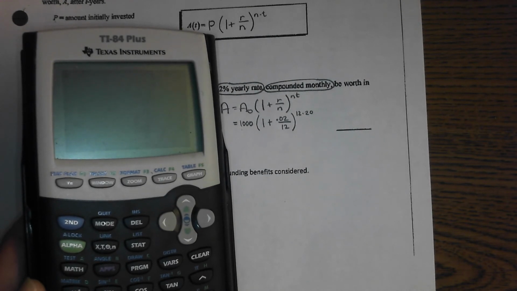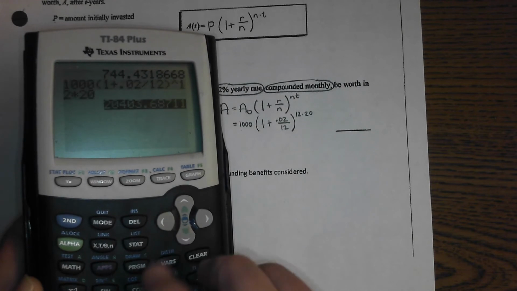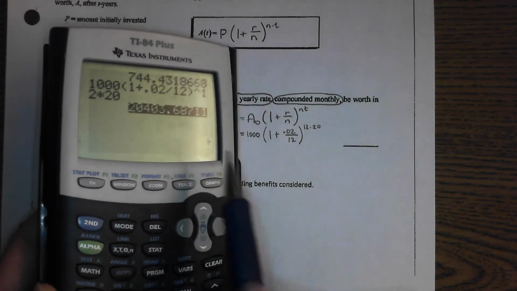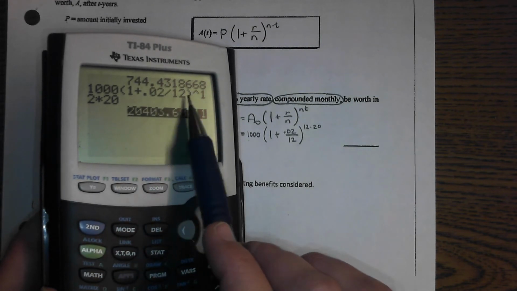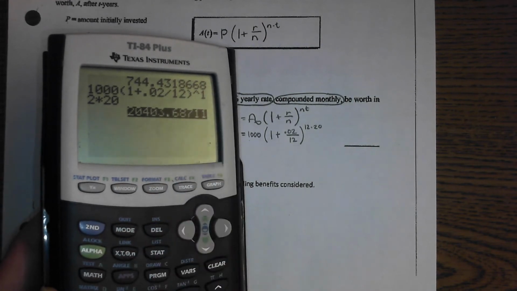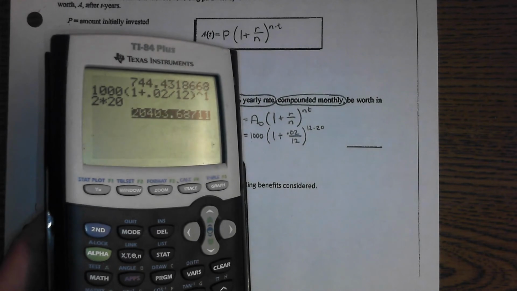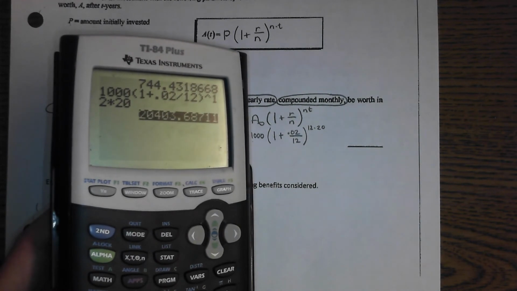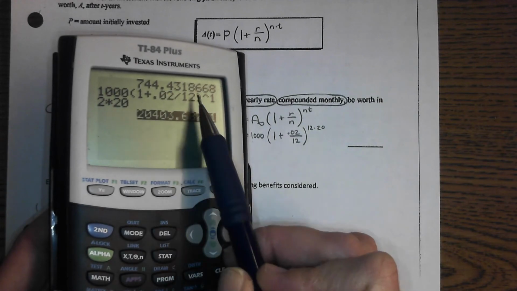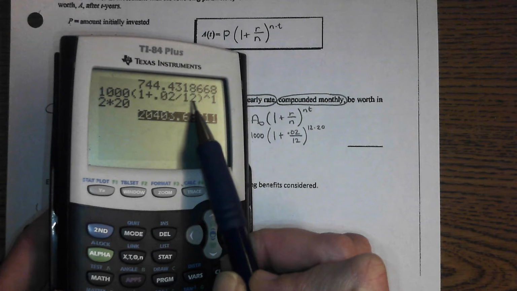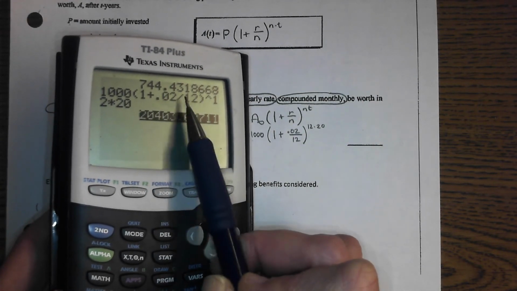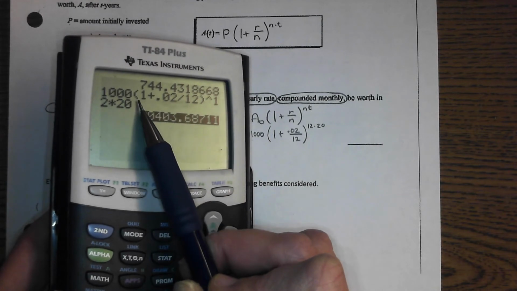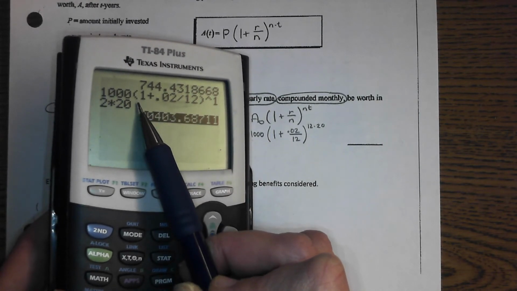Oh, I just typed that in wrong, and I just want to see if people can tell me why. I did 1,000, parentheses, 1 plus 0.02 divided by 12, raised to the 12 times 20th power. Why did that give me the wrong answer? Georgia? You know what? Because this is in parentheses and because division comes in order of operations before addition anyway, it's actually going to do that right. You can insert another, but it's going to do that division before it adds anyway, just because it follows PEMDAS.